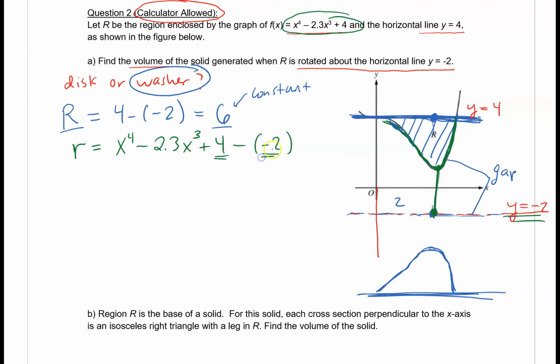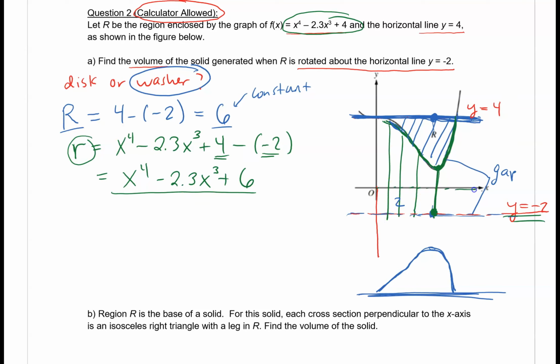And so I can go ahead and combine my like terms here. And I get this as my expression for the shorter radius, because that's the one that's changing as you change x values along the x-axis. These are the distances going from this lower boundary of the region to the axis of revolution.